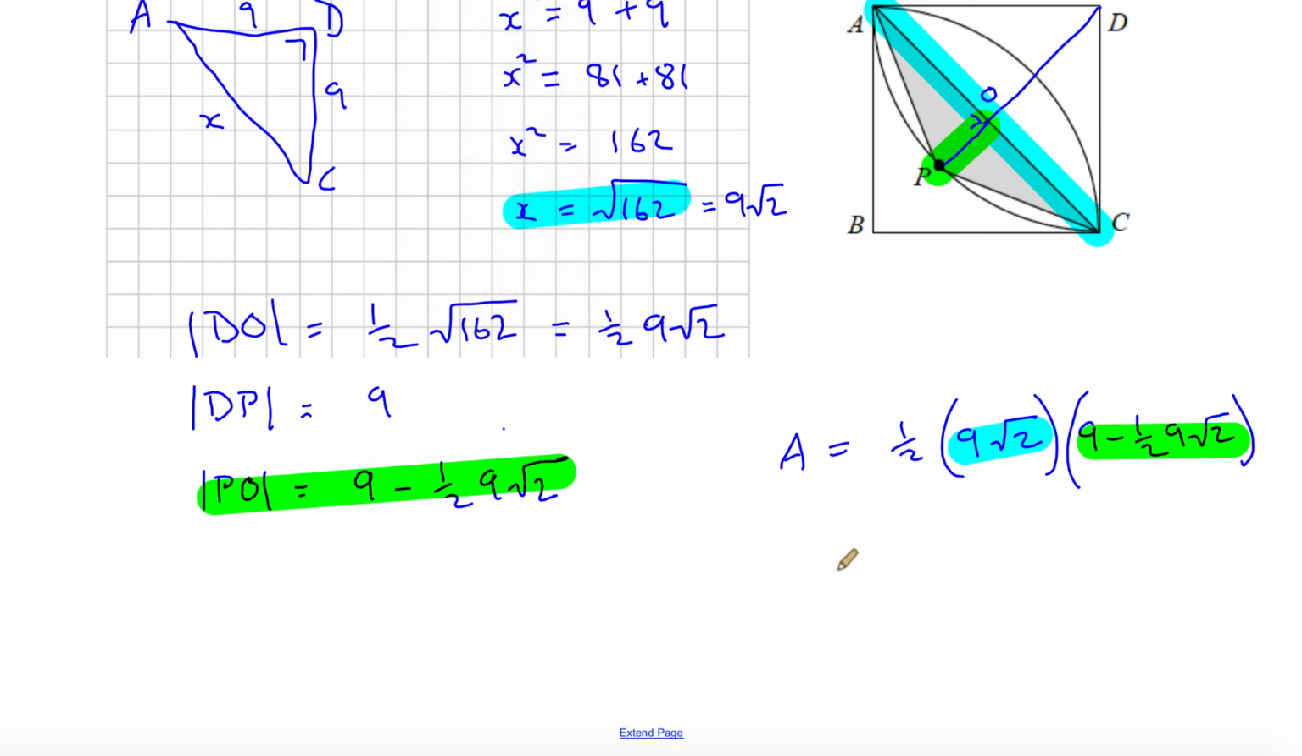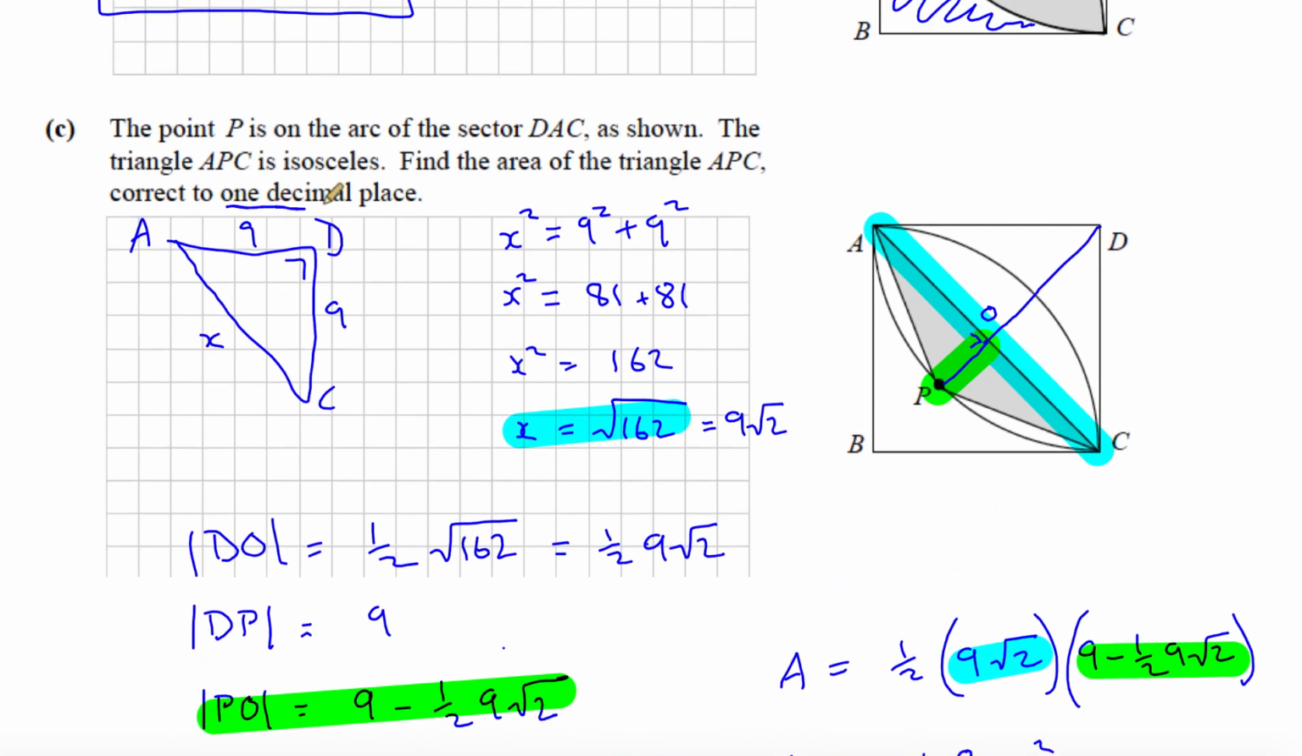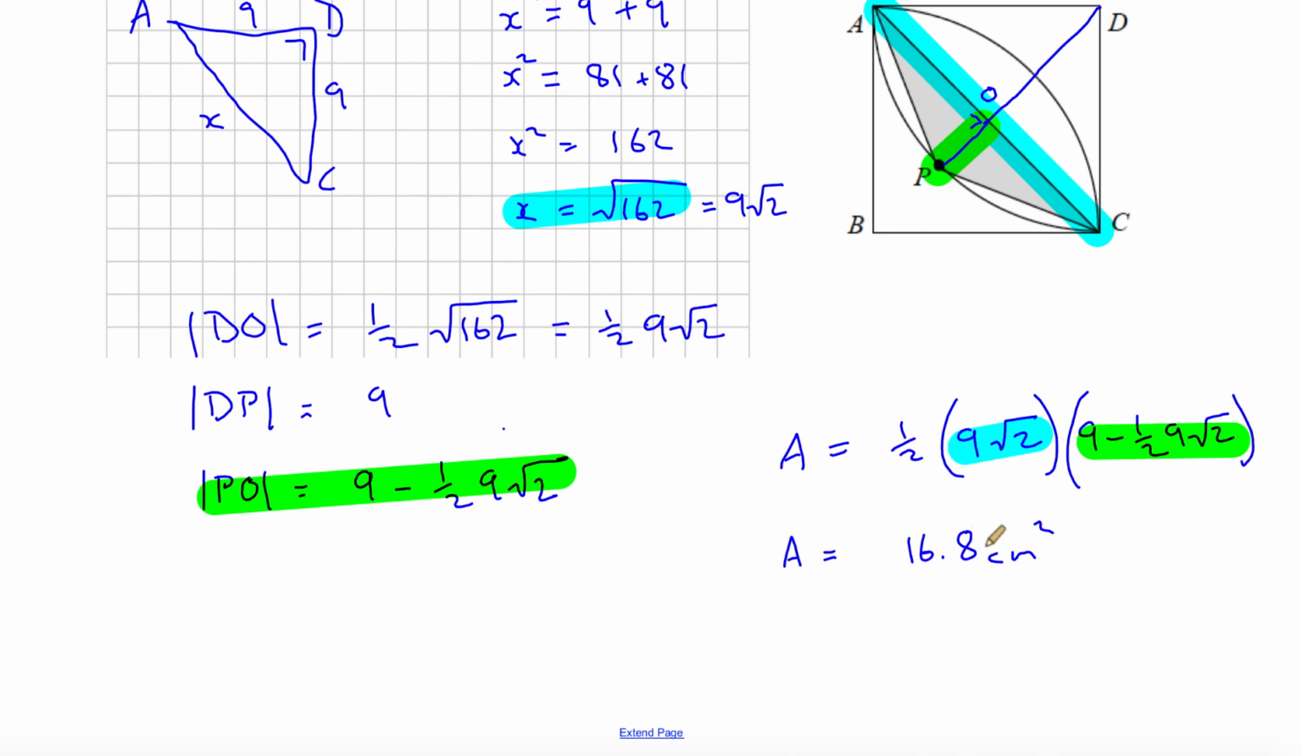So when I put all of that into the calculator and press the S-D button, I get an area of 16.8. Well, that's going to be centimeters squared. Now that's correct to one decimal place, so it's 16 point something, but it was 0.8 correct to one decimal place. So that's the end of question number 5.